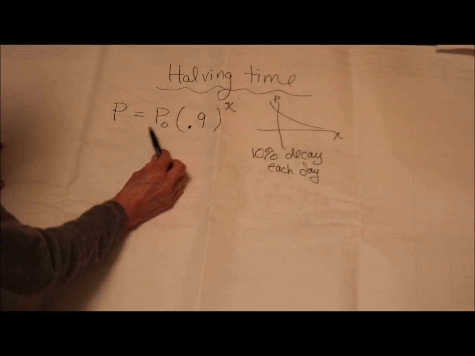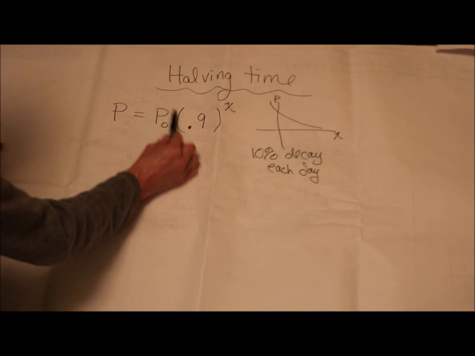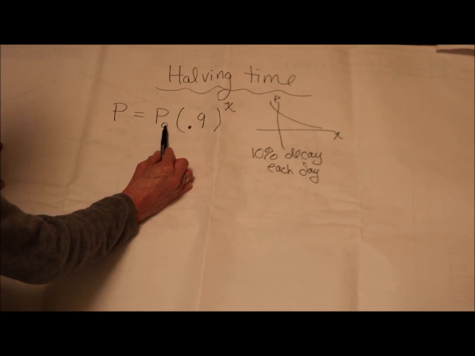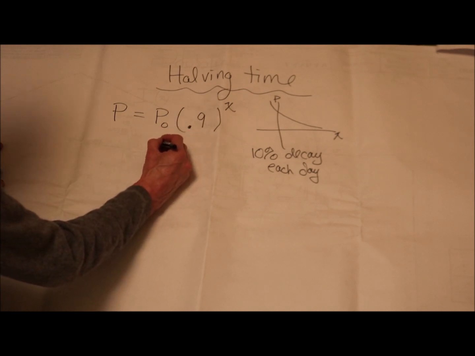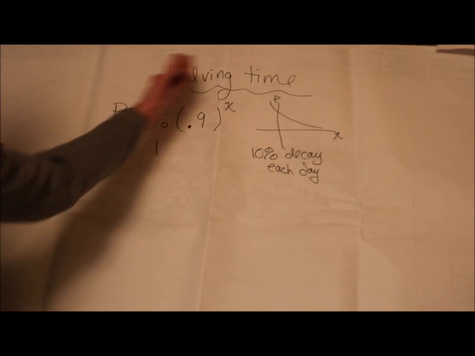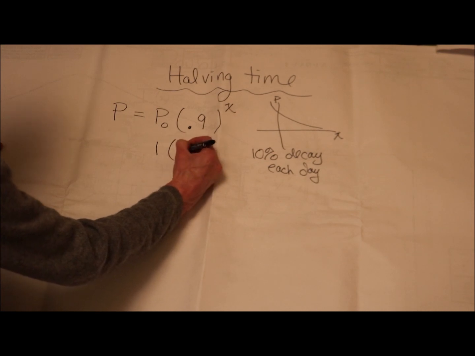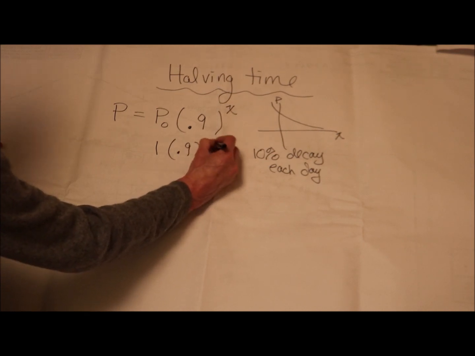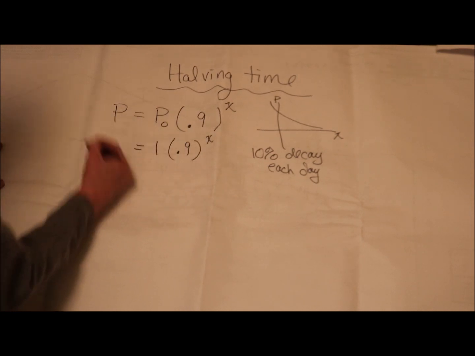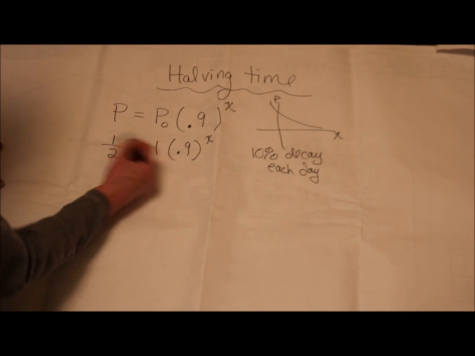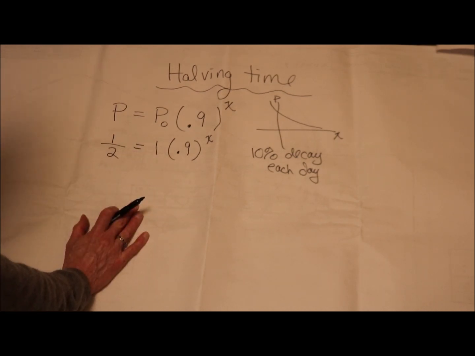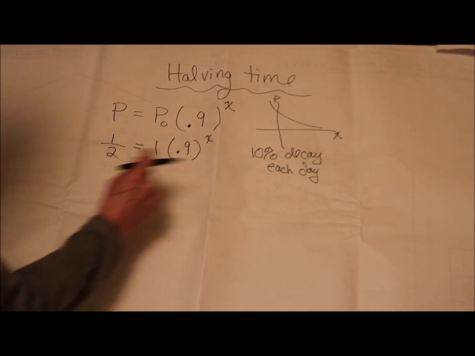Okay, as we discussed with the doubling time, it doesn't matter what I call my initial population. I'm just going to call it 1. Let's say we start with 1 member of our population. I'm wanting to see how long it takes to halve. So now I'm going to have a 1/2 over here instead of a 2. And then I can solve this using either method.